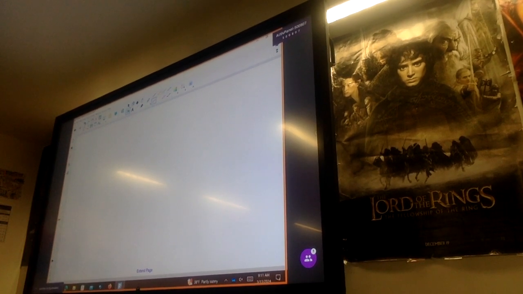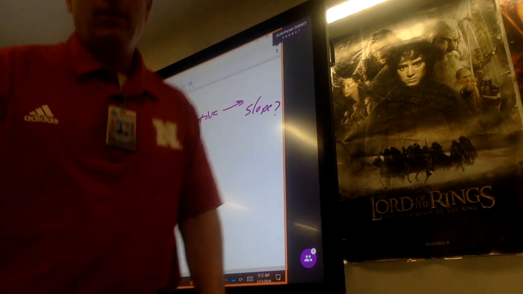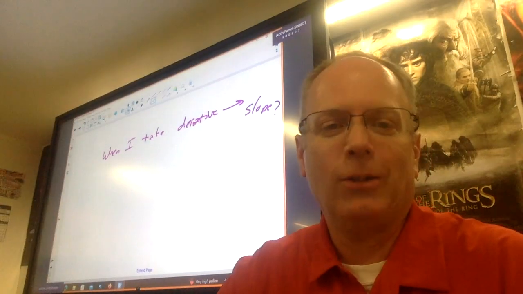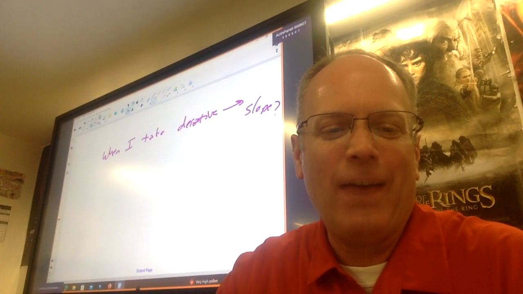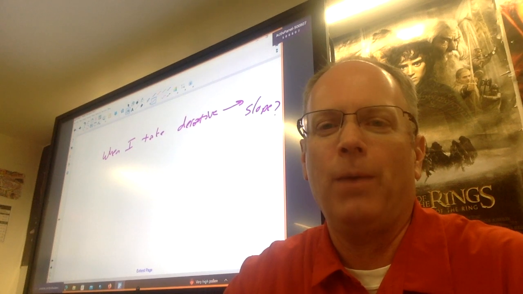Alright, so let's review real quick before I get into these problems. When I take the derivative, does that find me the slope right away? Yes or no? No, why not? Because it doesn't. You can't find the slope right away because you don't know what the slope of the tangent line will be.